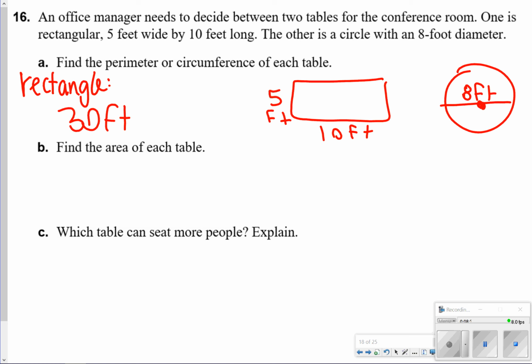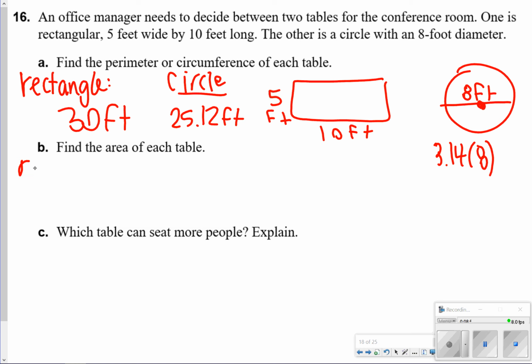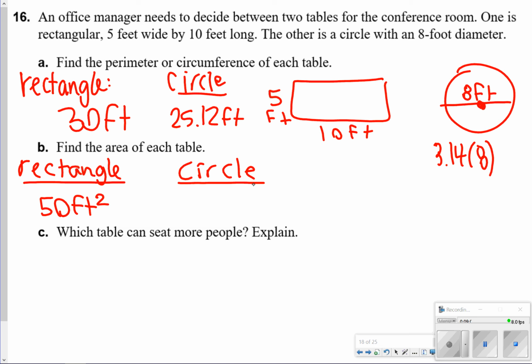For your perimeter or circumference of your circle, you're just doing 3.14 times diameter, which is 8, and that's going to give you 25.12 feet. For area, for rectangle, you're going to be doing base times height, so that'll give you 50 feet squared. For your circle, you're doing pi times radius squared, so that's 3.14 times 4 times 4. Hopefully you change that 8 to a 4. So 3.14 times 4 times 4 is going to give us 50.24.